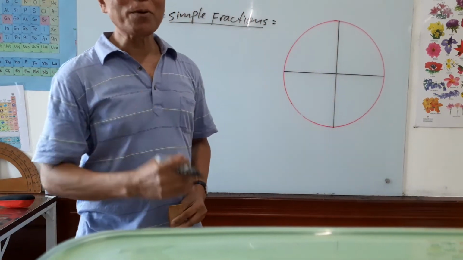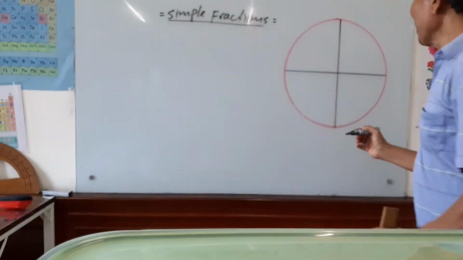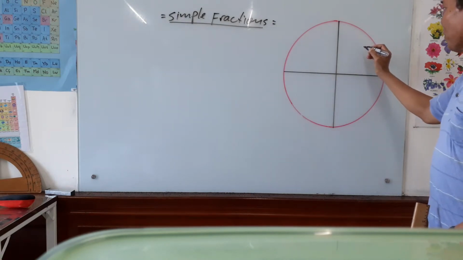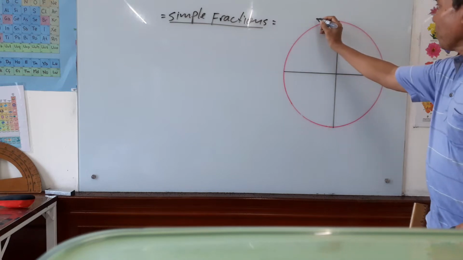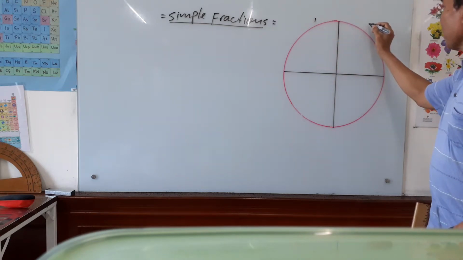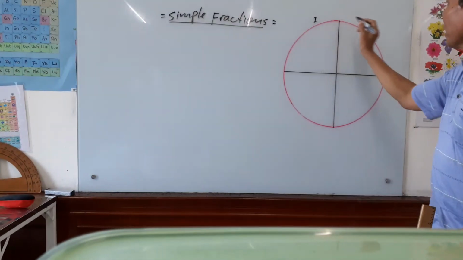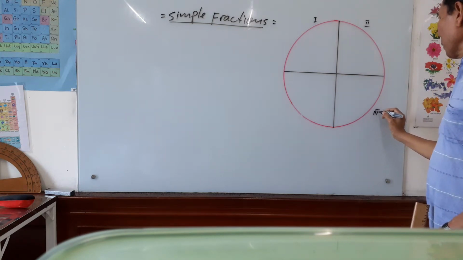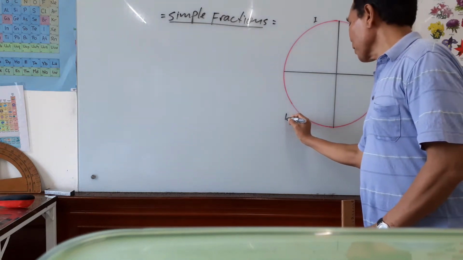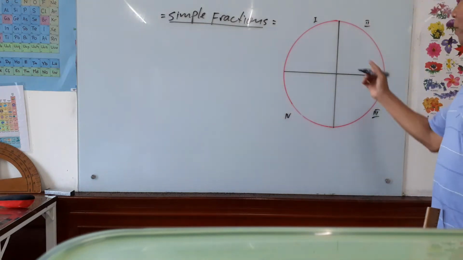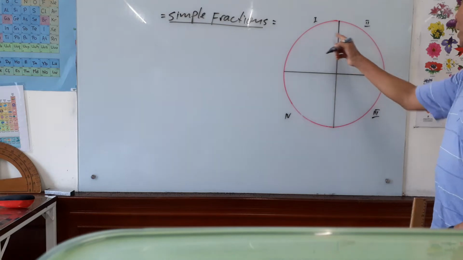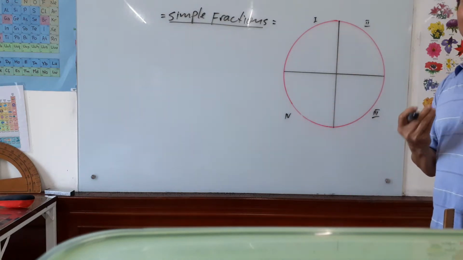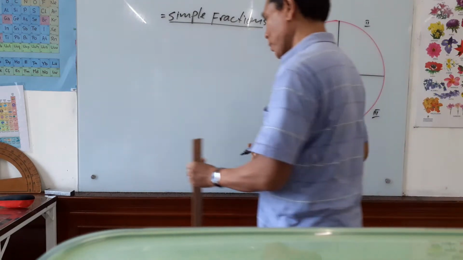Now, there are 4 pieces here, okay? 4 pieces. Okay, so this is first, this is second, this is third, and this is fourth. Okay, we have 4 pieces here. So 1, 2, 3, and 4. Now, each of you now can have an equal piece of pizza.